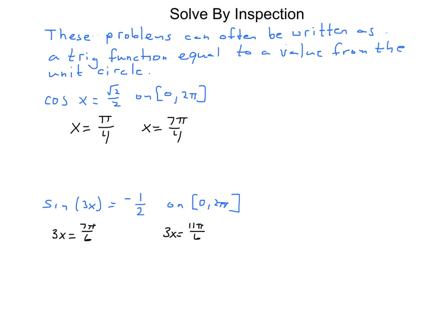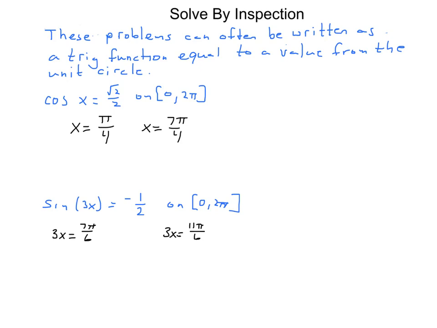Welcome back. You should have found that the angles that have a sine value of -1/2 are 7 pi over 6 and 11 pi over 6. And so what I'm going to do is let those angles, the 3x, equal 7 pi over 6 and 3x equal 11 pi over 6. Now there is one other part that we have to do on this.